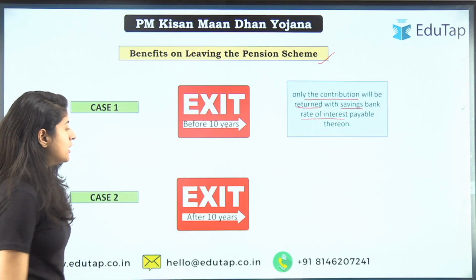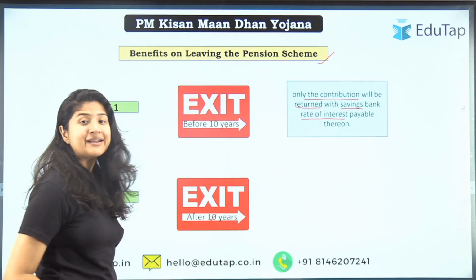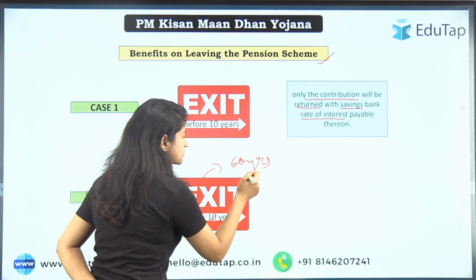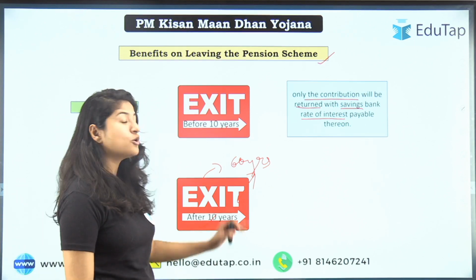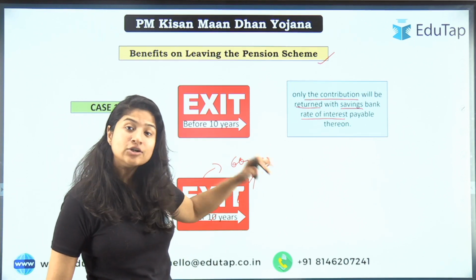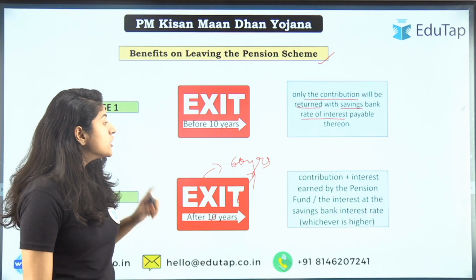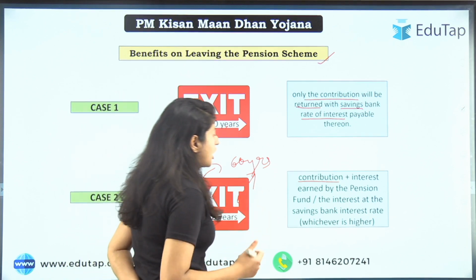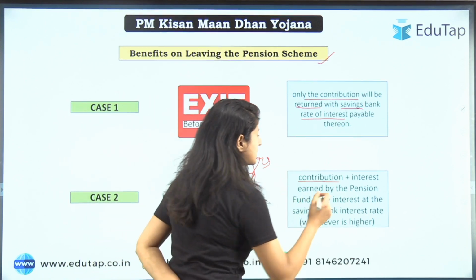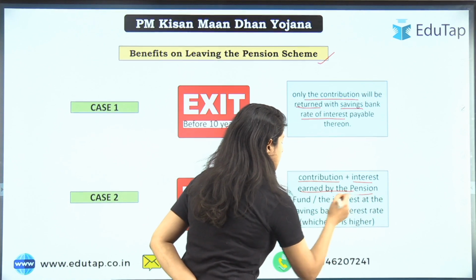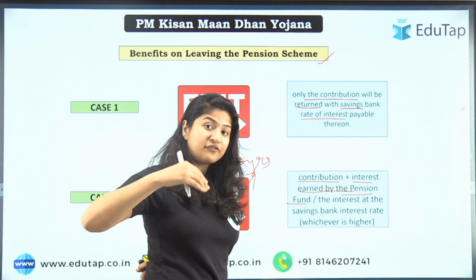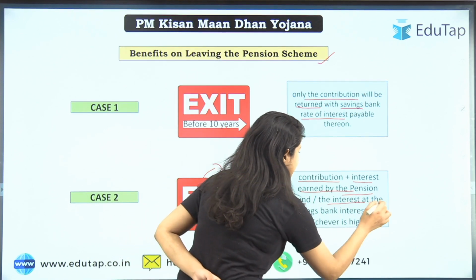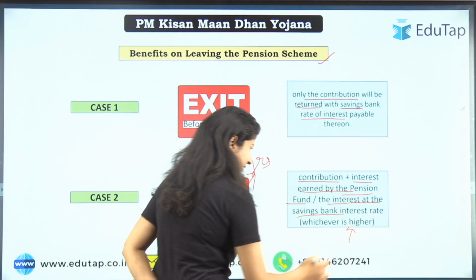Next is case 2, that is exit after 10 years. So here, in between 10 years and 60 years, which is your retirement age, you have crossed 10 years, but still you are not continuing it till your retirement age. So what is the condition then? In that case, you will get your contribution, whatever you have submitted, along with either of the 2 cases. What are they? Either the interest earned by the pension fund, whatever the pension fund has added to the amount that you had submitted, or the interest at the saving bank, whichever is higher.